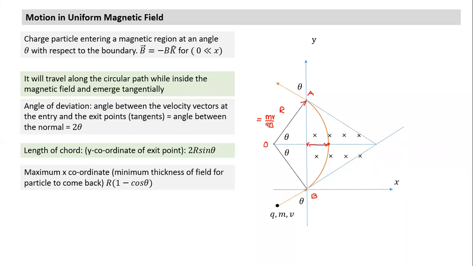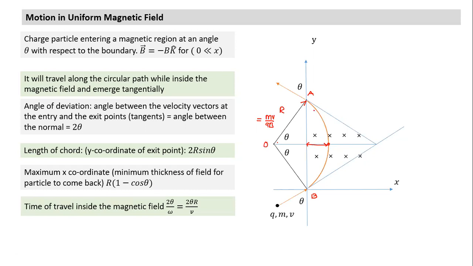That's also easy to calculate. This distance is equal to R minus R cos theta. So that is possible. There's nothing to memorize for the maximum x coordinate or the minimum thickness of the field for the particle to come back. If the field has a thickness greater than this, then only will it come back. If the field is limited, if it is less than that, it will not come back. Right?